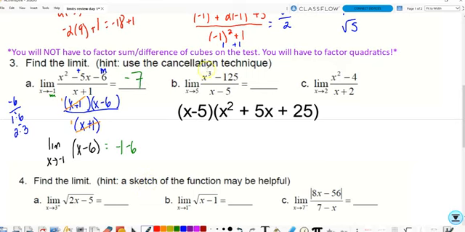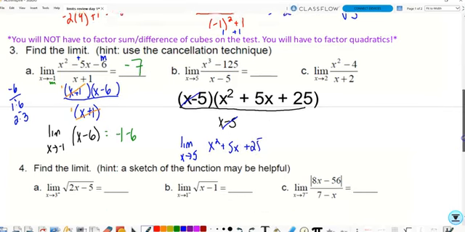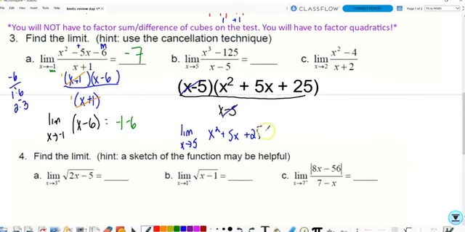So in B, you will not have to factor a sum and difference of cubes. I've typed out the factoring here. So you can see x minus 5 divides by itself. So we've got the limit as x approaches 5 of x squared plus 5x plus 25. So if I plug in 5, that's going to be 25 plus 25 plus 25. So we get a limit of 75.